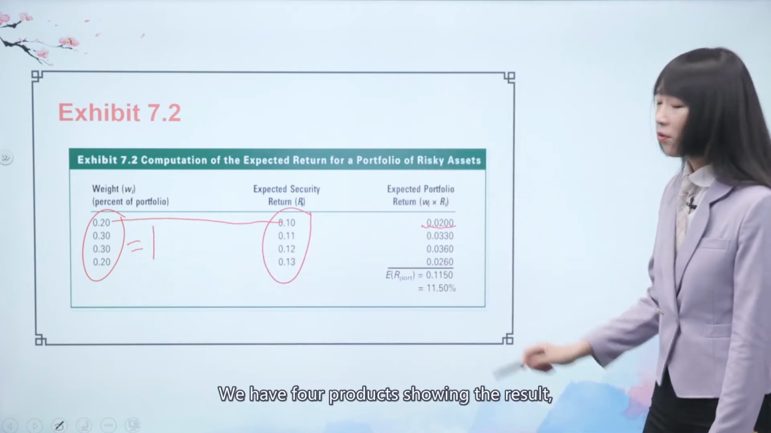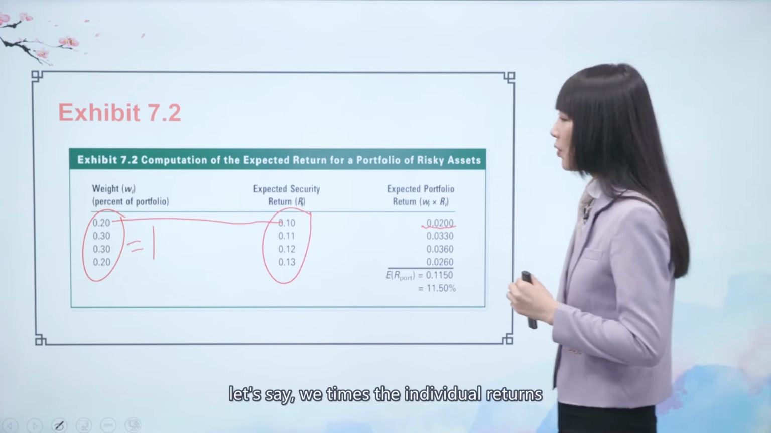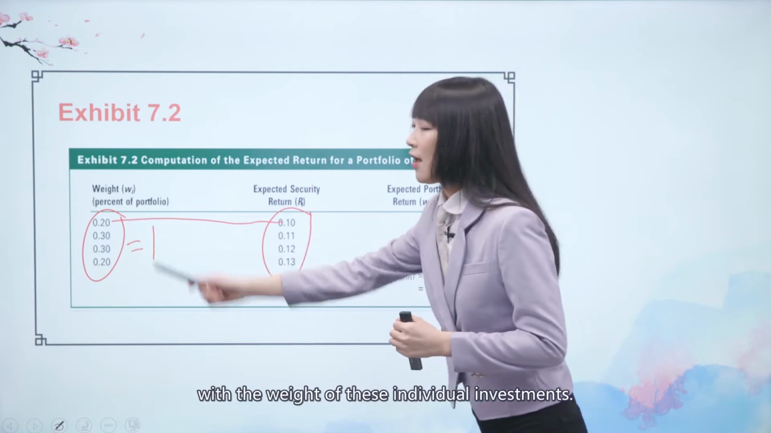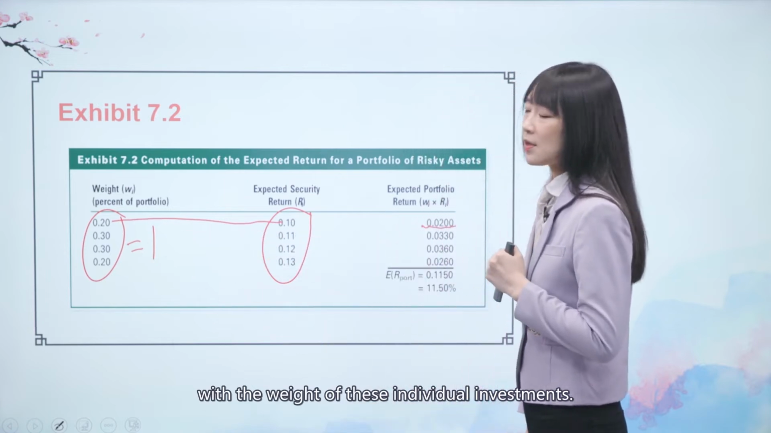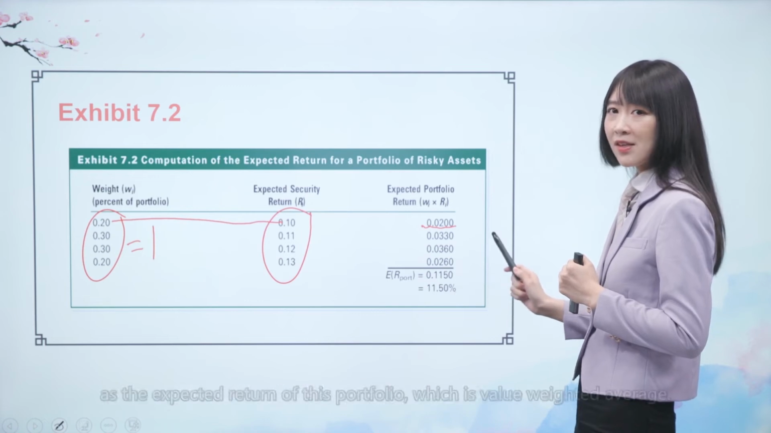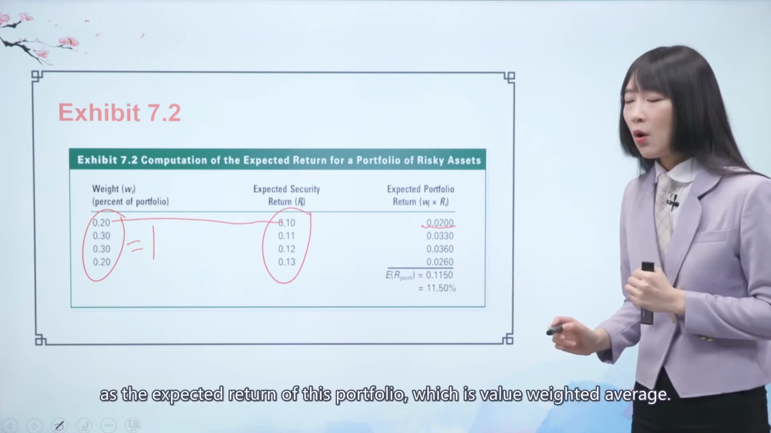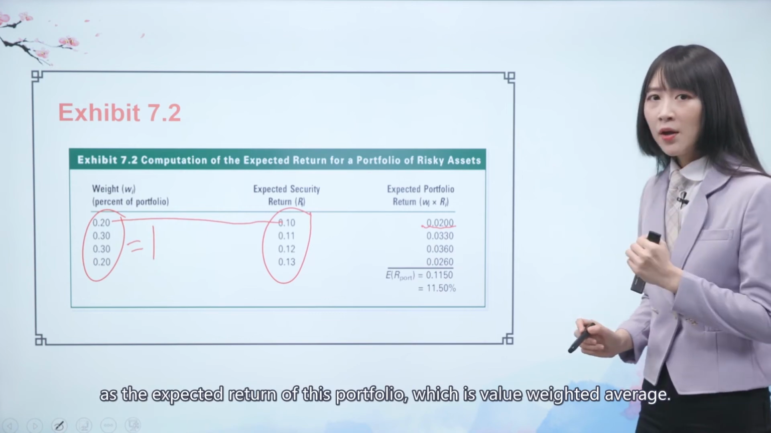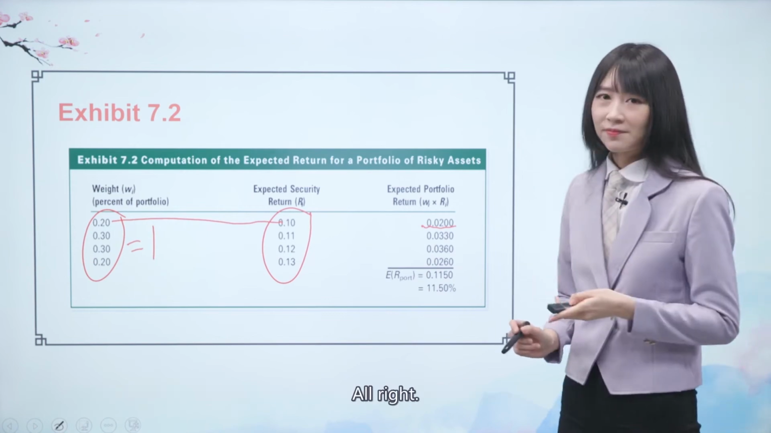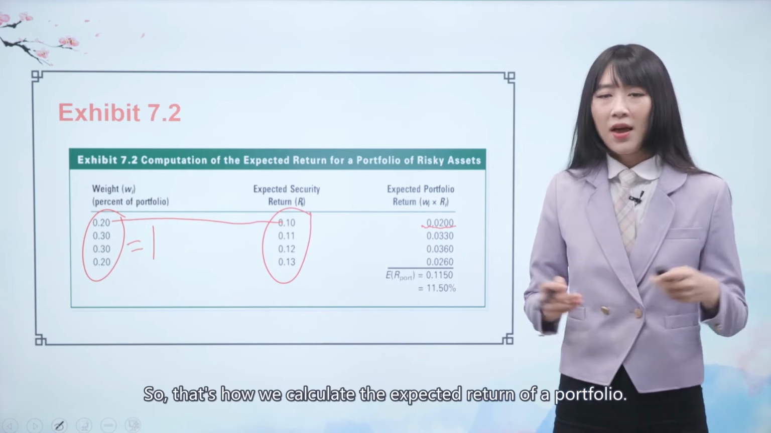And then we have four products showing the result of multiplying the individual returns by the weights of these individual investments. So we add them together. We have 11.5% as the expected return of this portfolio, which is the value weighted average. All right. So that's how we calculate the expected return of a portfolio.